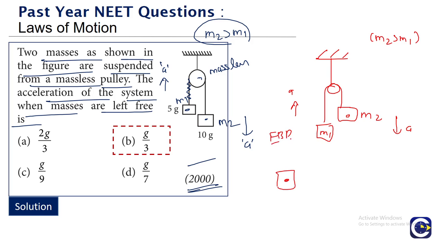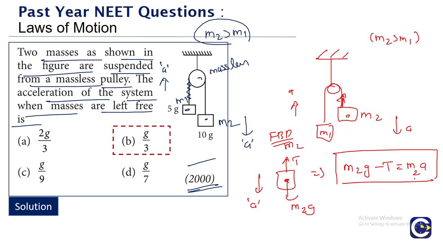Free body diagram of the m2: it will have its weight and tension force because it is connected to the rope. There will be tension that will always be acting in the rope. Since it is the same rope, tension everywhere will be the same. Because of them, it is going down with an acceleration a. Means what? The net downward force minus upward force is equal to the mass of that object into the downward acceleration. This is the equation for the m2.